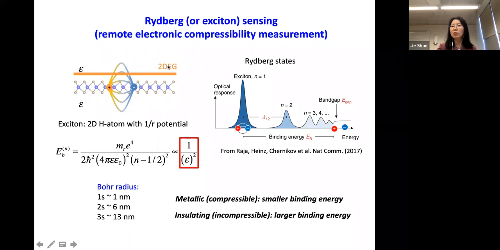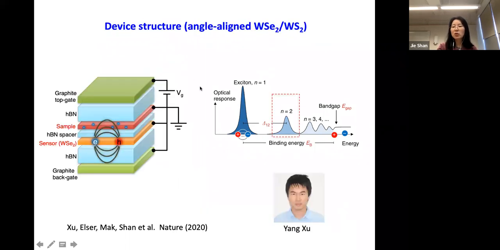So this is going to be my moire. Let me just show you the device structure. This is my moire, which I want to study. In this case, it's angle-aligned tungsten selenide and tungsten sulfide. And I put in two gates, a top gate and a back gate, to control the doping density and out-of-plane electric field, right?